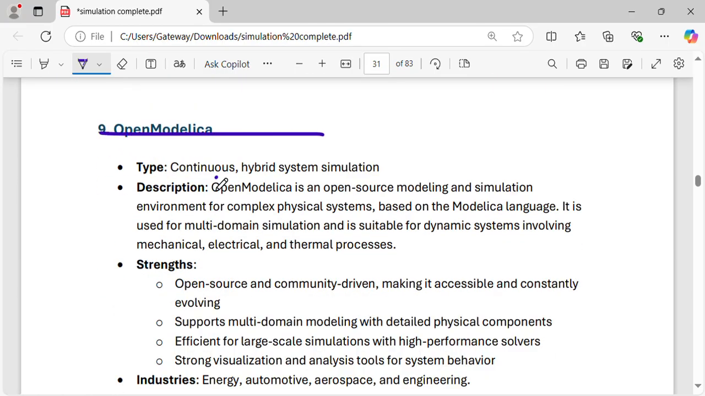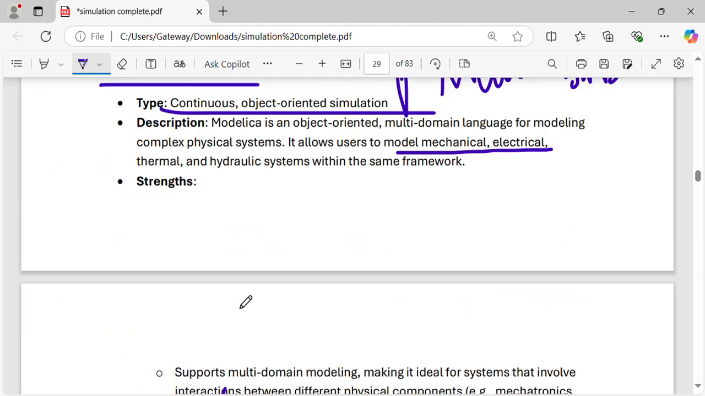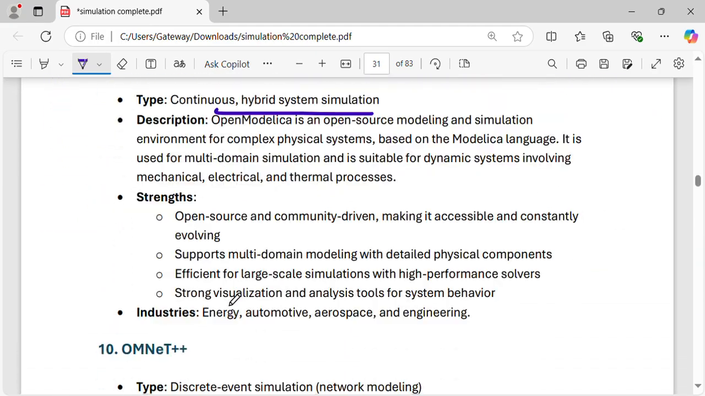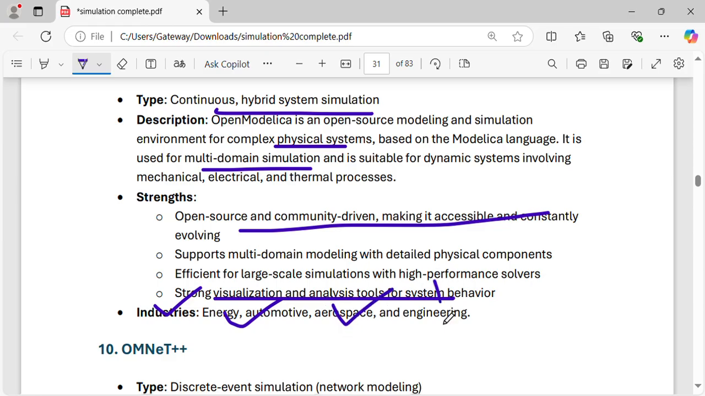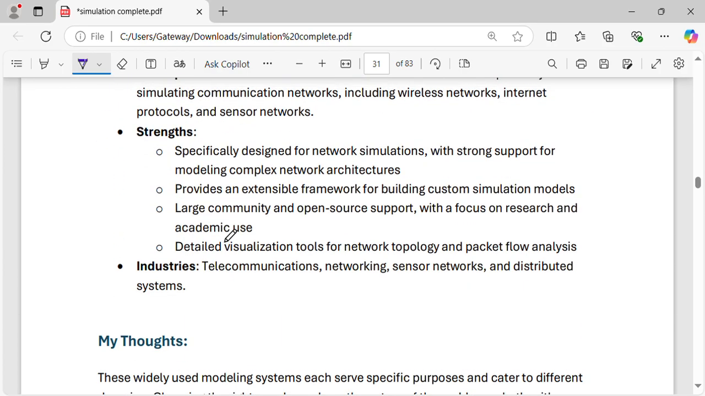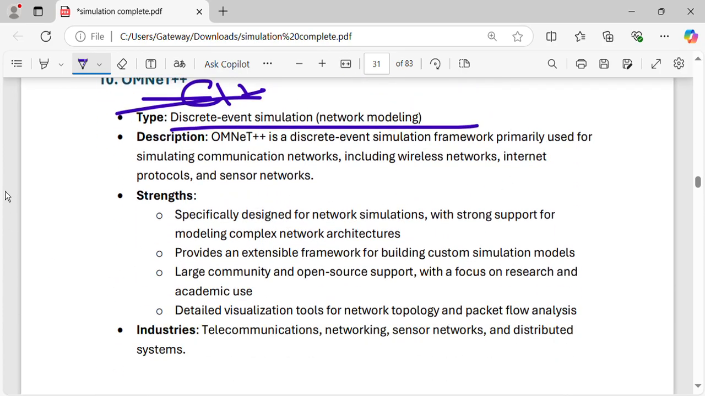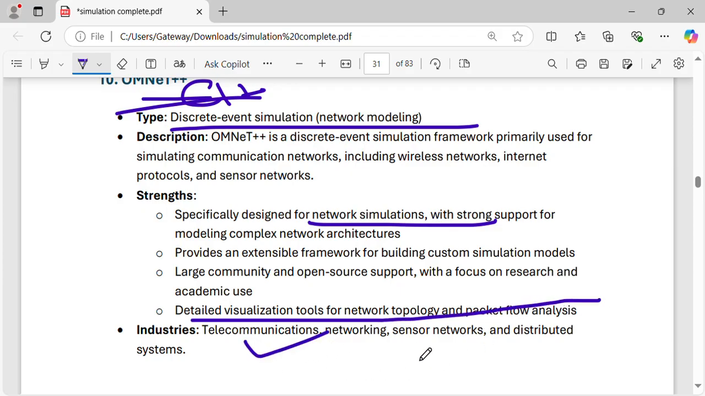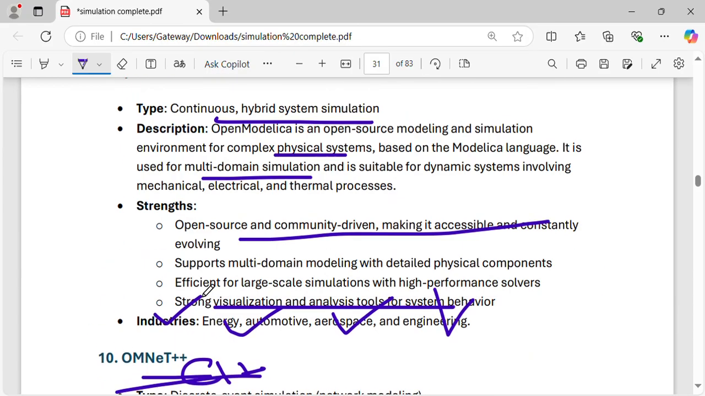OpenModelica is continuous hybrid system simulation. The other Modelica was also continuous, but it was object-oriented simulation. This is hybrid system simulation for complex physical systems. It is multi-domain, open source, community-driven, with strong visualization. It is also used in energy, automotive, and aerospace. OMNeT++ is discrete event simulation used with C++; it's a C++ library. It is used for network simulations, providing an extensible framework with detailed visualization tools. It is used for telecommunication, networking, sensor networks, and distributed systems.